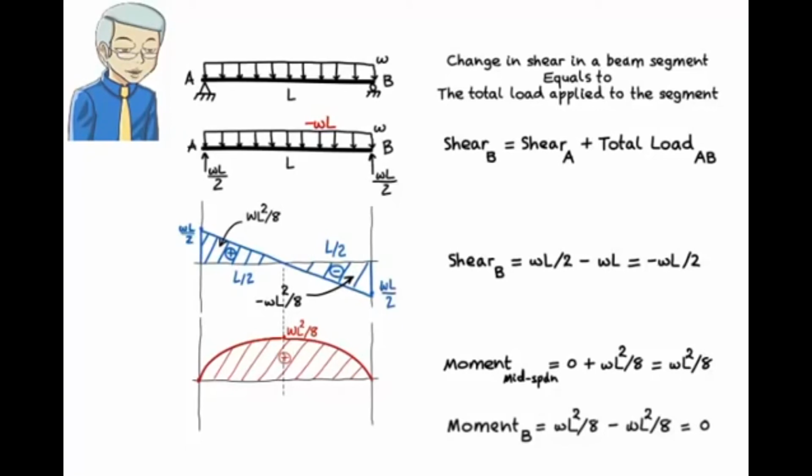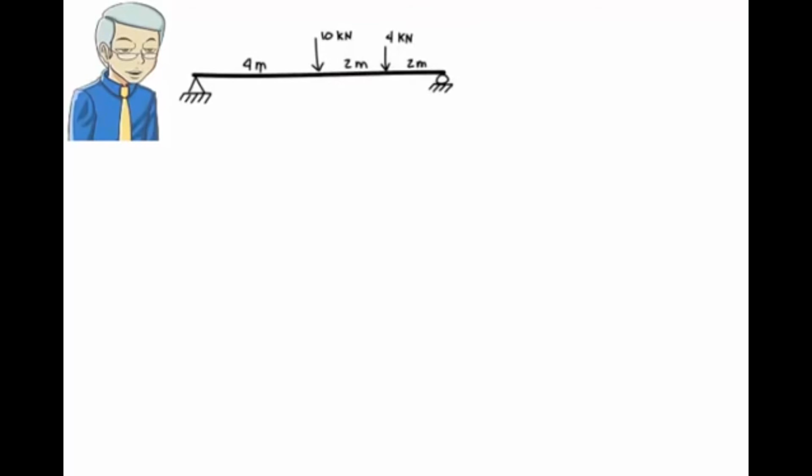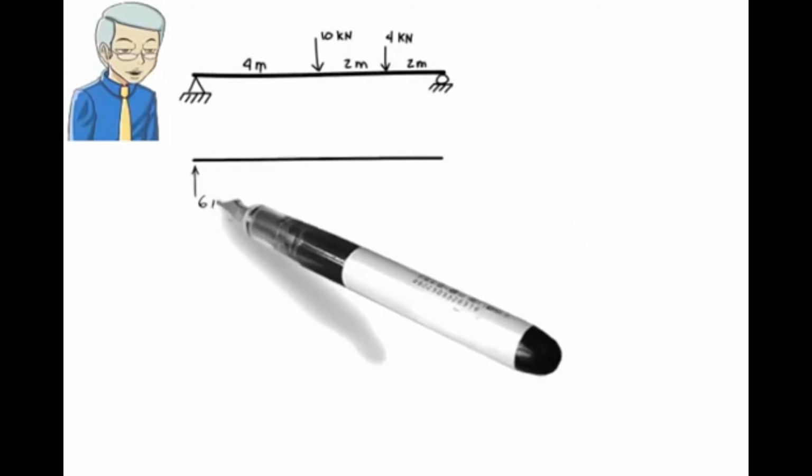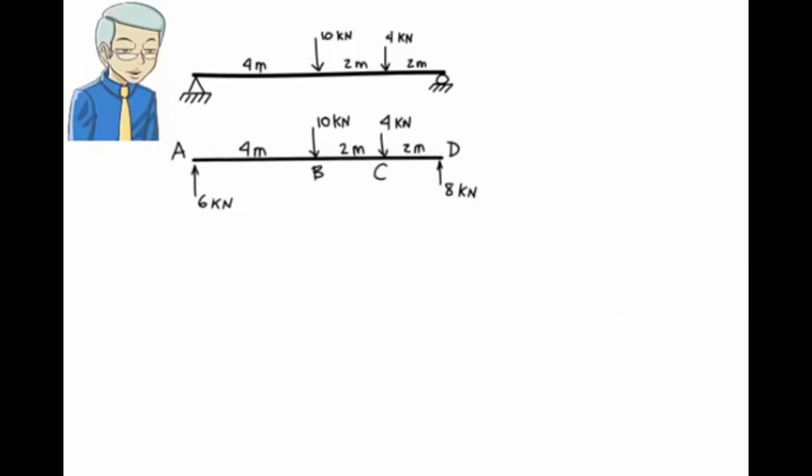Let's look at another example: a simply supported beam subjected to 2 concentrated loads. We start by calculating the support reactions. The left reaction is 6 kilonewtons and the right reaction is 8 kilonewtons. Note that the concentrated loads divide the beam into 3 segments, AB, BC and CD. We are going to construct the shear diagram segment by segment.